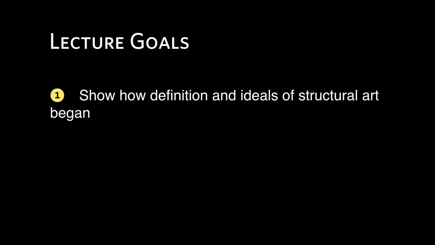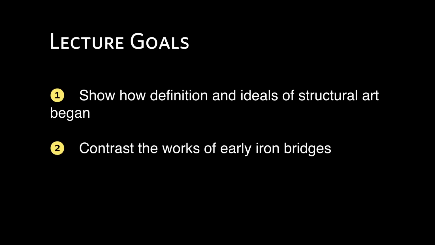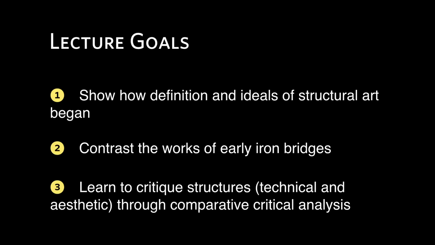I'm going to begin each lecture by defining some lecture goals. In this lecture, the goals are: 1. To show how the definition and ideals of structural art began, and as I mentioned, they begin in Great Britain. 2. Contrast the works of early iron bridges. And 3, we're going to do that contrasting by critiquing structures through what we call a comparative critical analysis. In these analyses, we critique both the technical and aesthetic aspects of the bridge design.